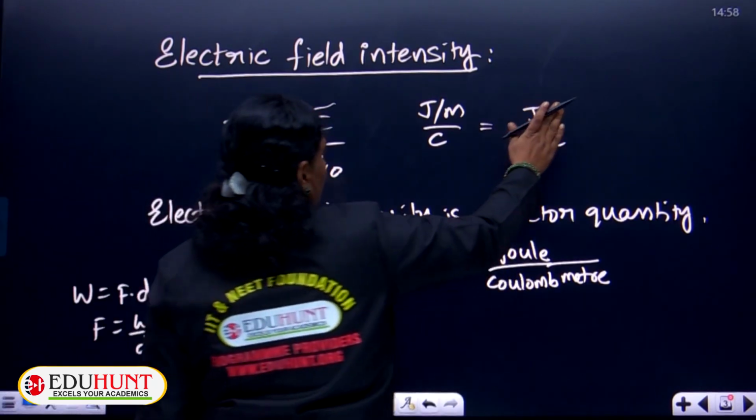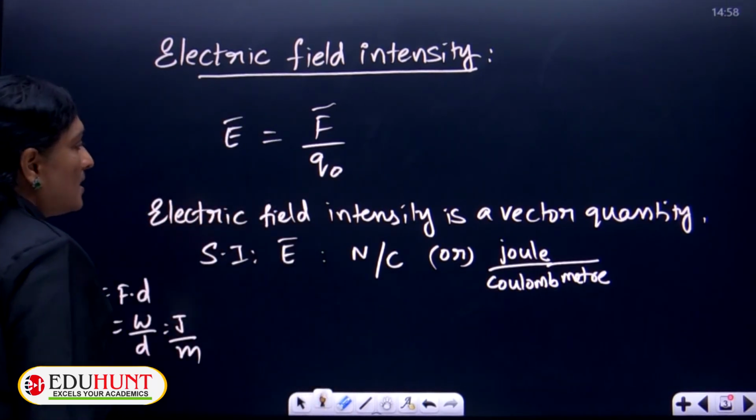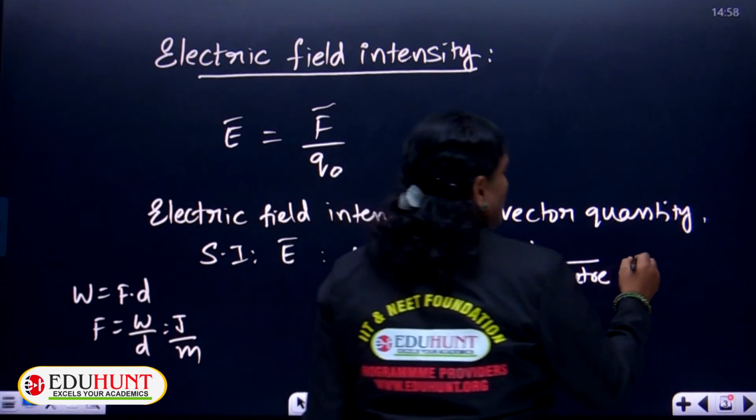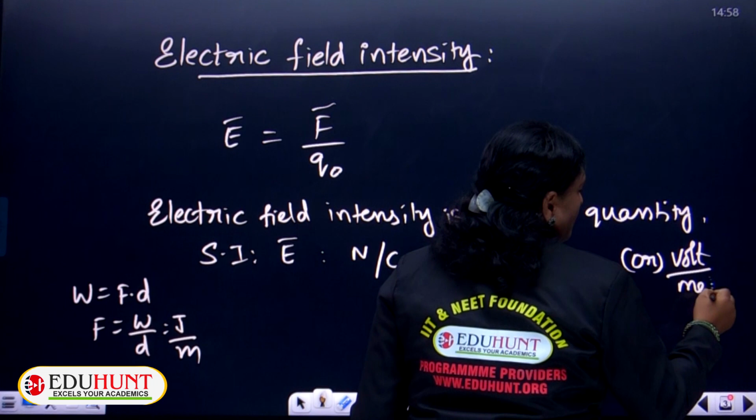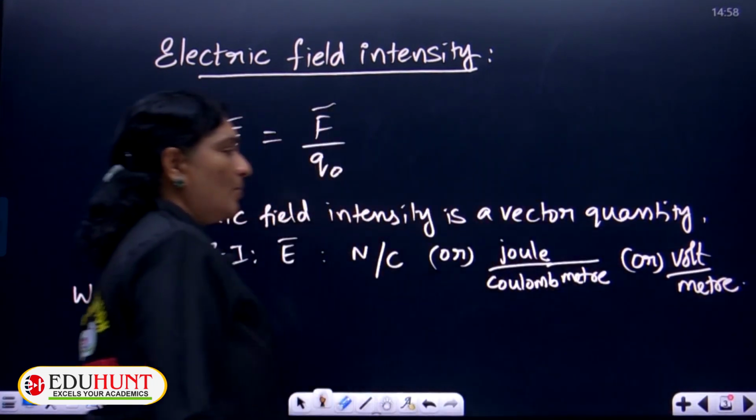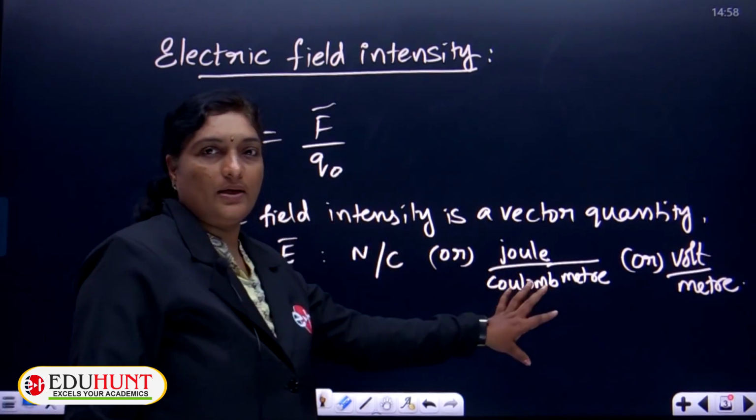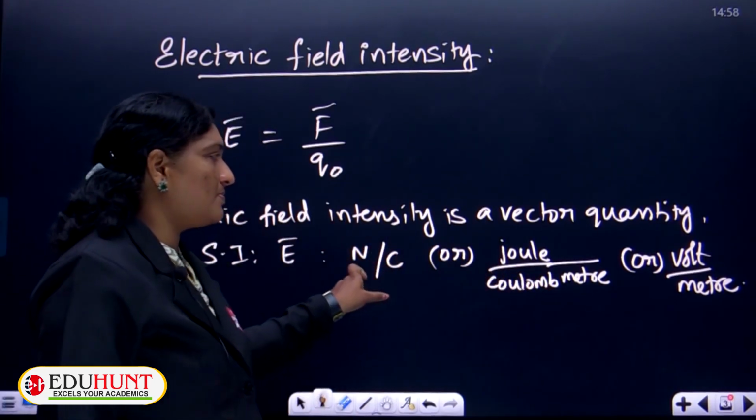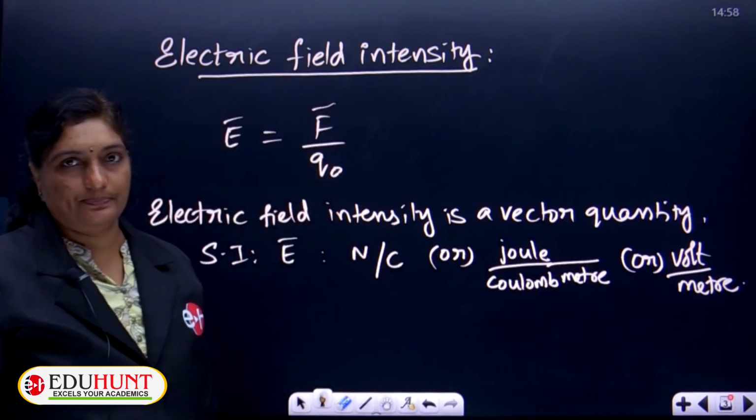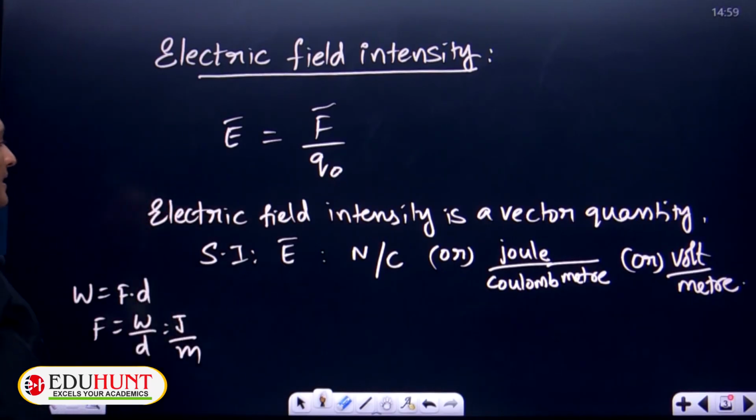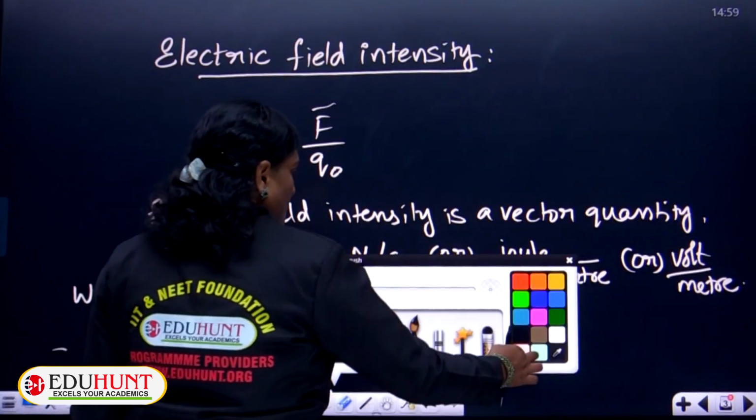Not only this, children, it can also be measured in terms of volt. So another unit is volt per meter. You will understand this when I teach electric potential. So there are three SI units for electric field intensity: Newton per coulomb, joule per coulomb meter, and volt per meter. And remember that electric field intensity is always a vector quantity.